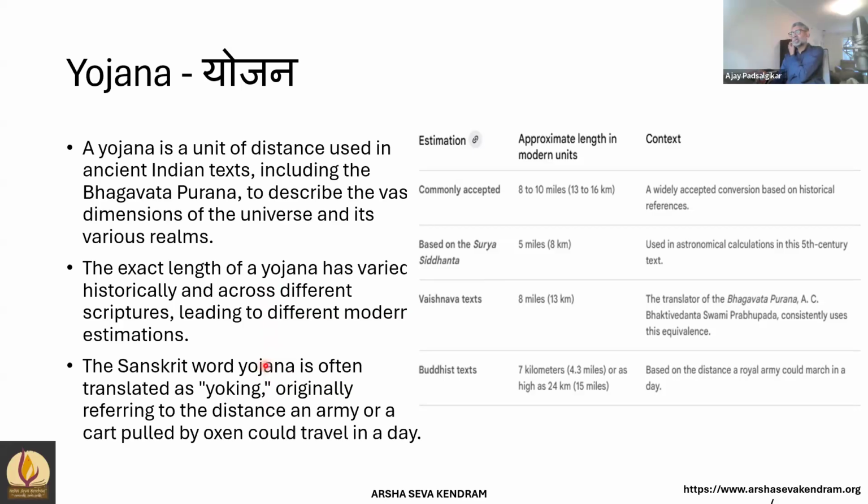The root of the word yojana is basically yuj, and it comes from joining, or to yoke, or to make union. Originally, of course, it referred to the distance that an army or a cart pulled by oxen could travel in a day. So that's where it originated from, but it has varied according to texts and time.